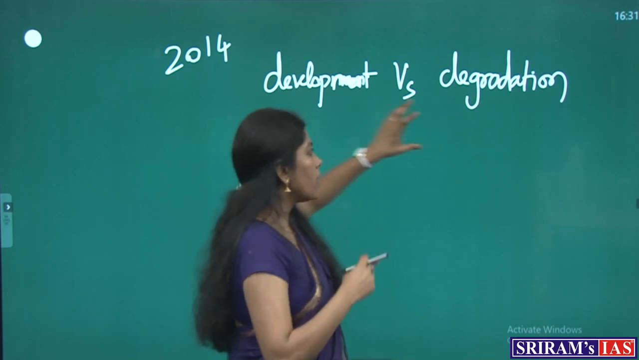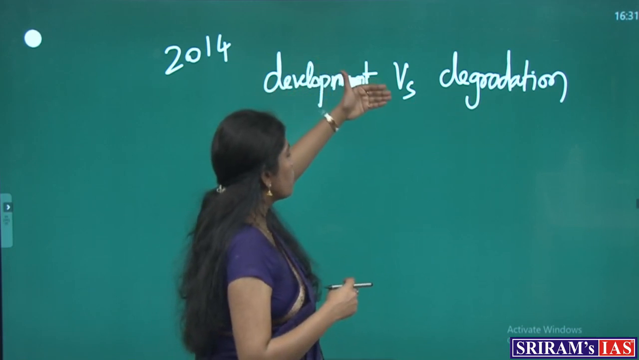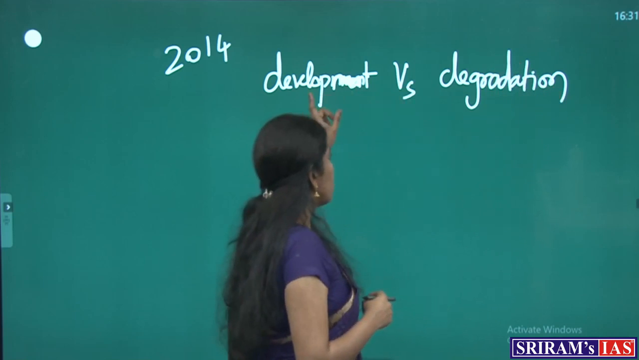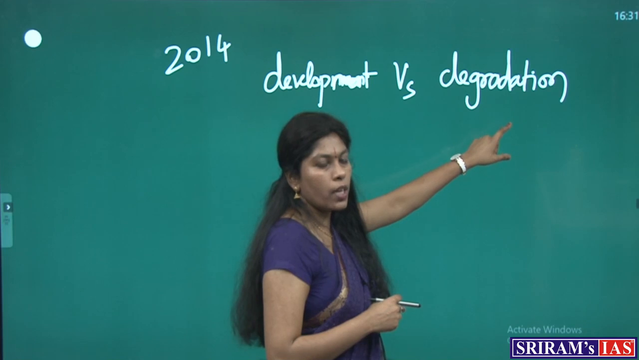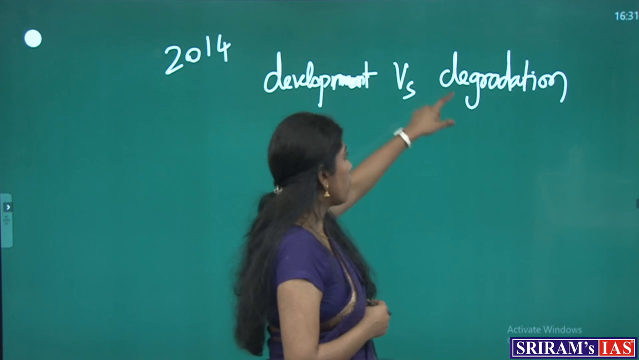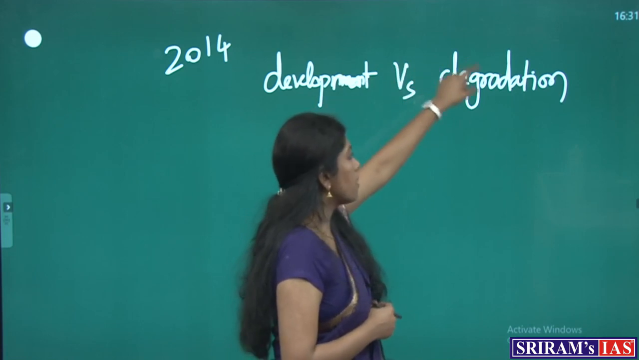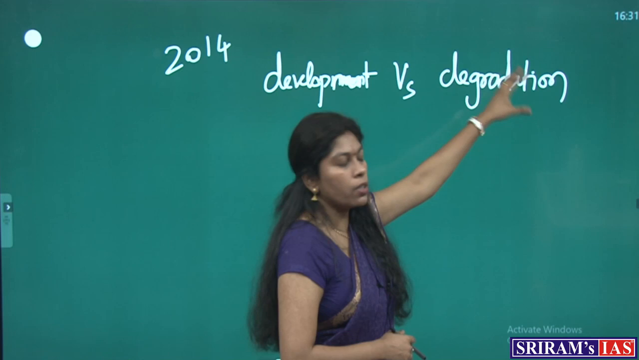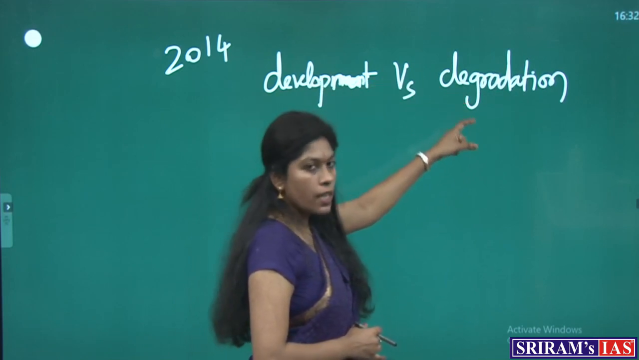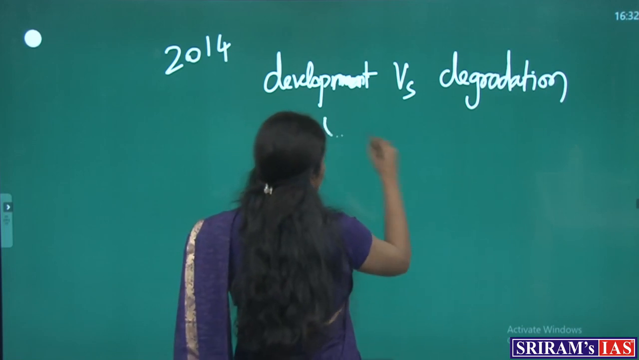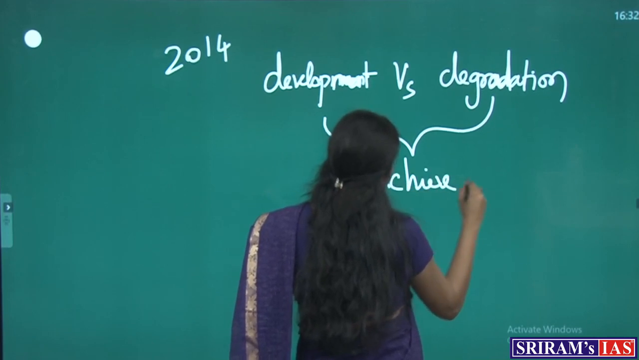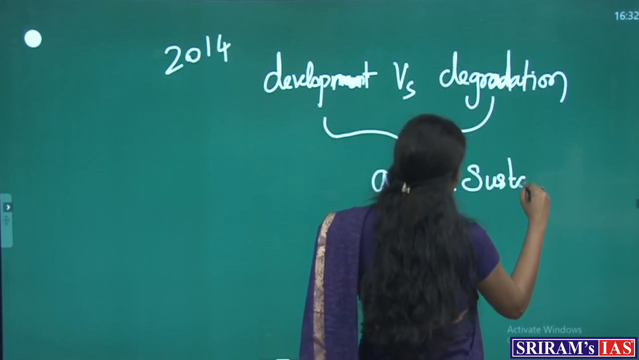So, what strategy do we have to follow in order to tackle this conflict between development and degradation? Environmental degradation and economic development, both have to happen. Infrastructure development has to happen, at the same time environmental degradation should not happen. So, what strategy will you follow to tackle development versus degradation in order to achieve sustainable development? This was the question.